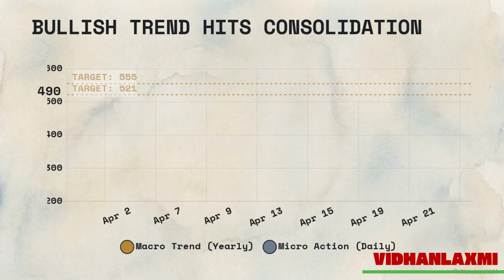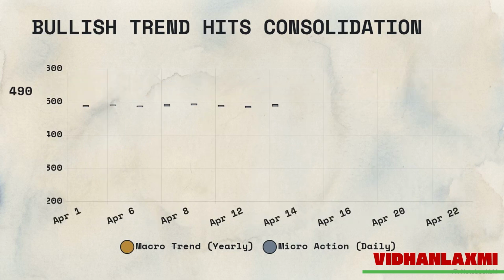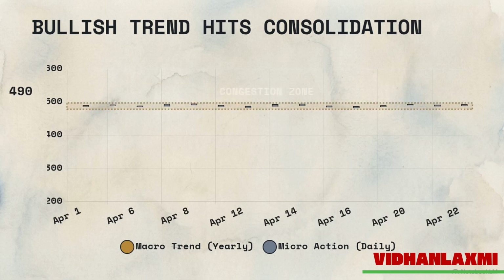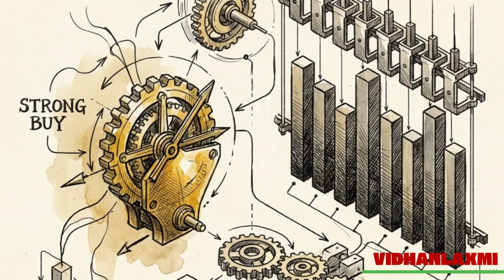But drilling down to daily price action, that macro bullish narrative hits a wall. Instead of a breakout, we see a tight, congested cluster of sideways trading. The immediate data presents a contradiction. Primary momentum oscillators are firing strong buy signals, yet the volume algorithms are flashing measurable buyer exhaustion.